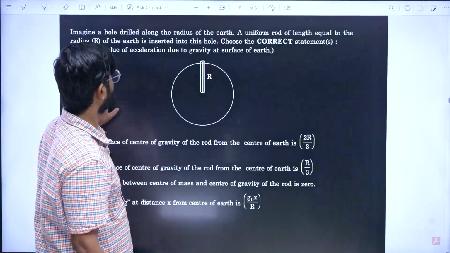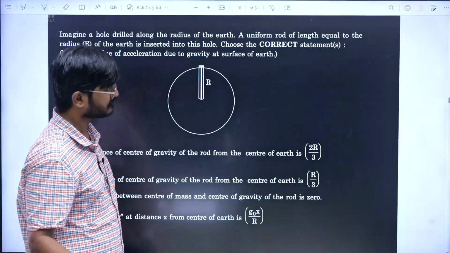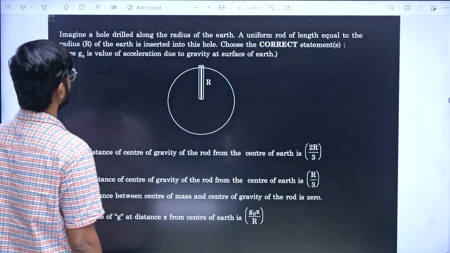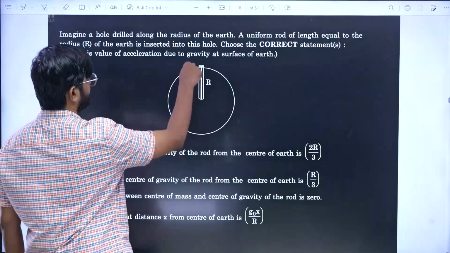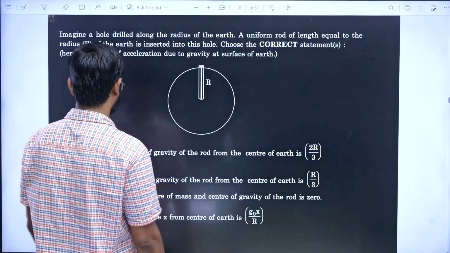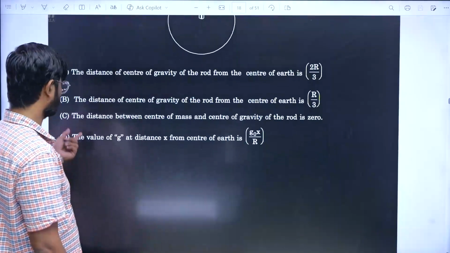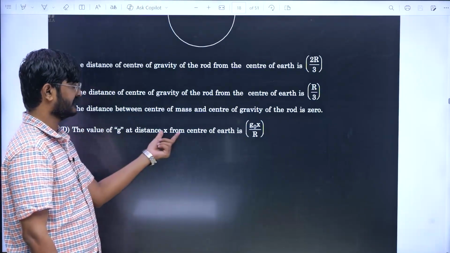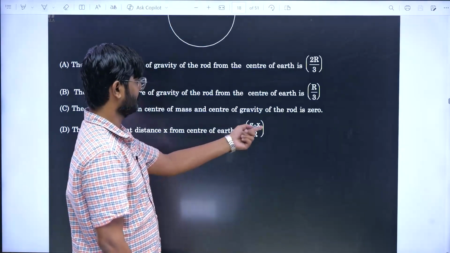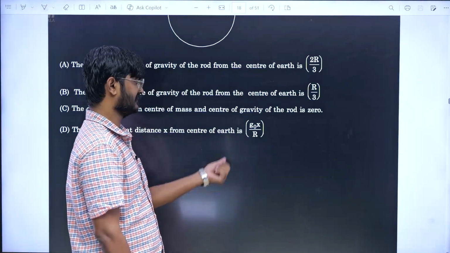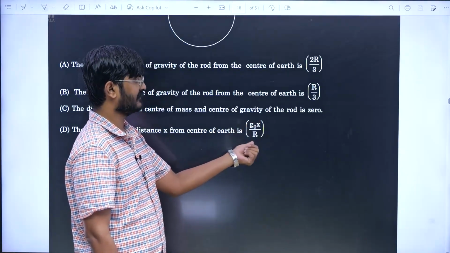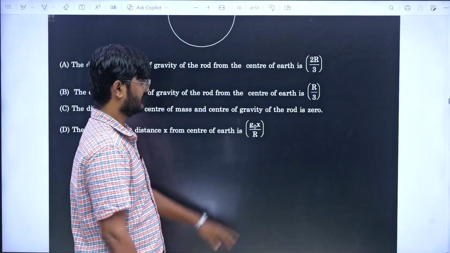Imagine a hole drilled along the radius of the earth. A uniform rod of length equal to the radius of the earth is inserted into the hole. Choose the correct statements. They were talking about center of gravity. Before going to center of gravity, the value of g at a distance r is going to be this much, that you will know from the class itself. That is g M by capital R cube into small r, right?